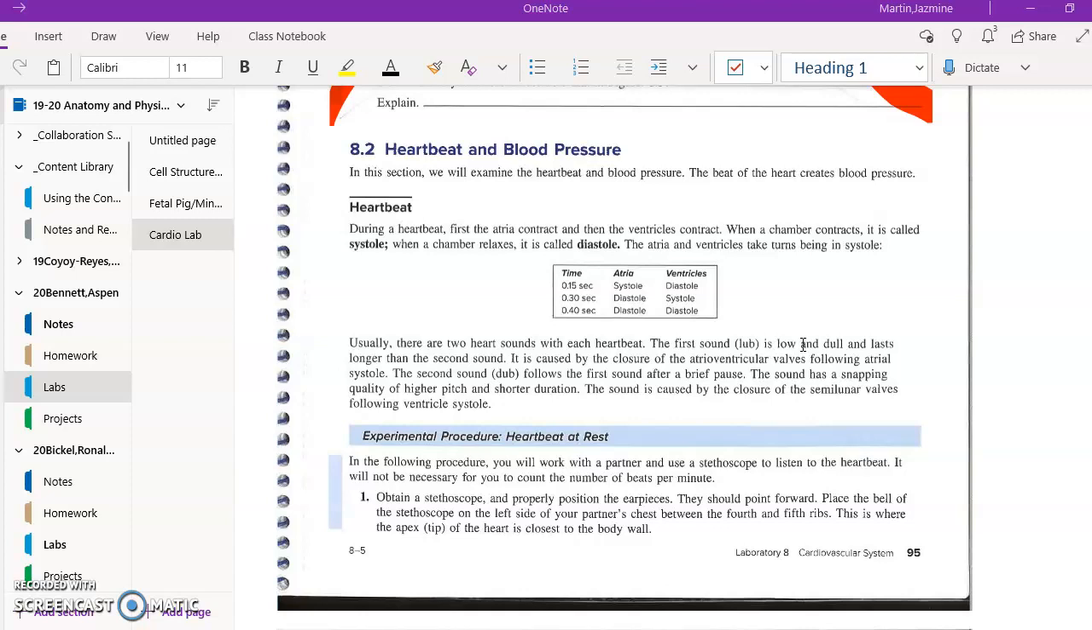So during a heartbeat, first the atria are going to contract and then the ventricles are going to contract. So what we've been talking about is seeing that the blood travels from the right atrium into the right ventricle, then to the lungs, then into the left atrium, then into the left ventricle, right? So that's the pathway, but the way that the heart actually functions is that both the atria are going to contract together and then both the ventricles are going to contract together.